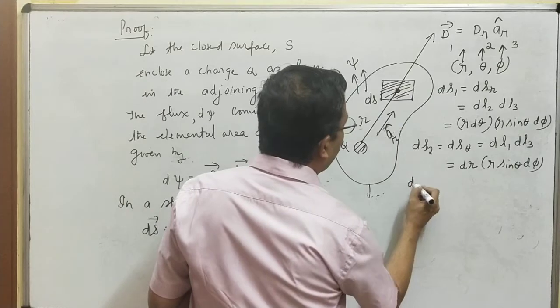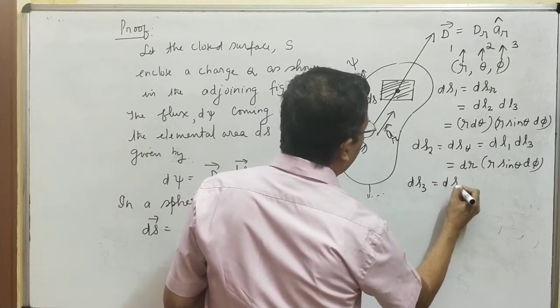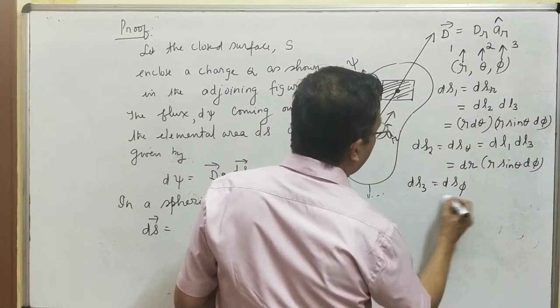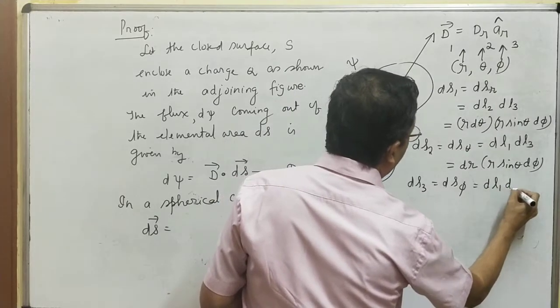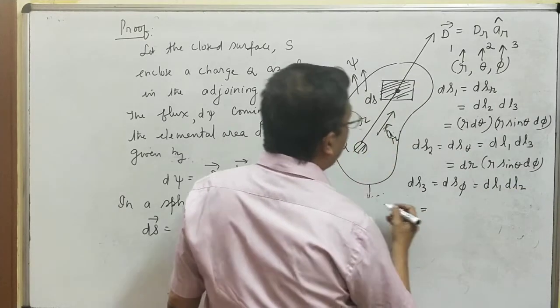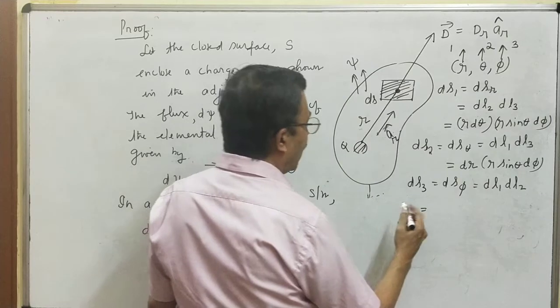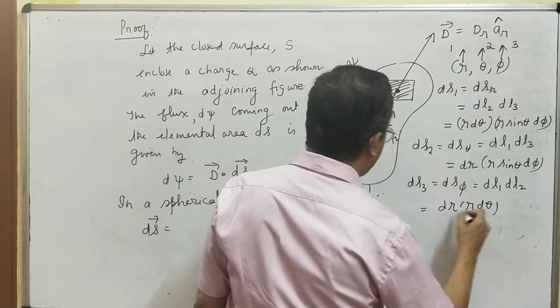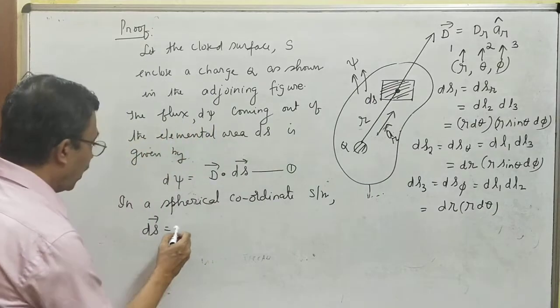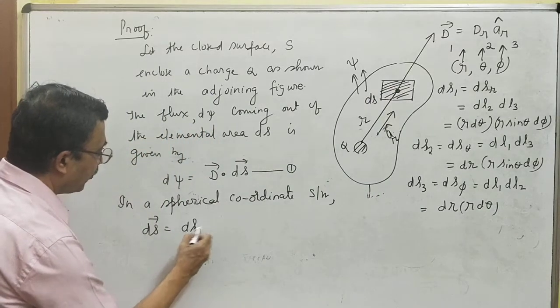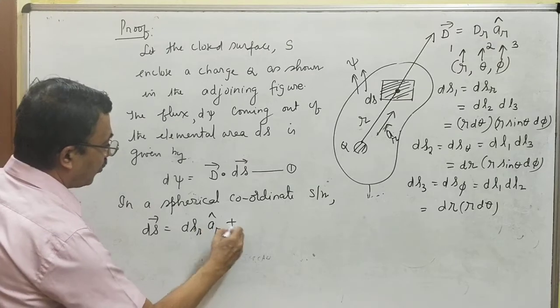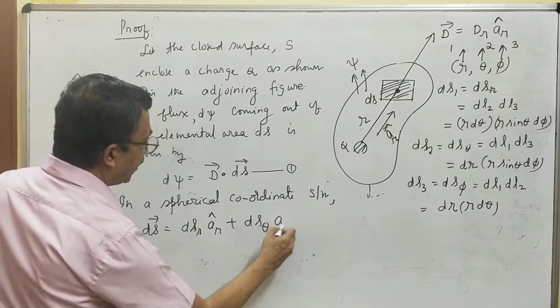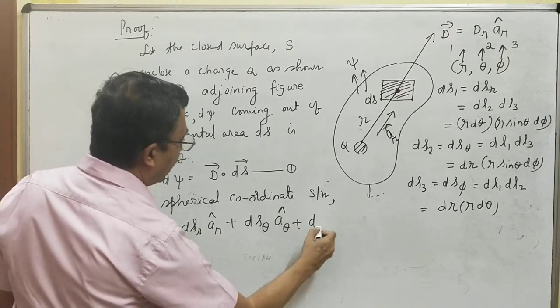What is dS3? dS3 is dS phi, which is equal to dl1 into dl2. What is dl1? dl1 is equal to dr. dl2 is what? r into d theta. So vector dS has components dSr, dS theta and dS phi.